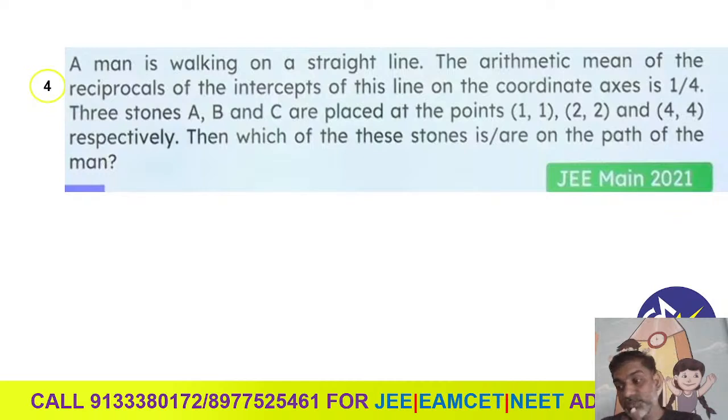Okay, this is a JEE Mains 2021 question. So a man is walking on a straight line. The arithmetic mean of the reciprocals of the intercepts of this line on the coordinate axis is 1 by 4. So the man is walking on a straight line, that first point is clear. Arithmetic mean of the reciprocals of the intercepts of this line.